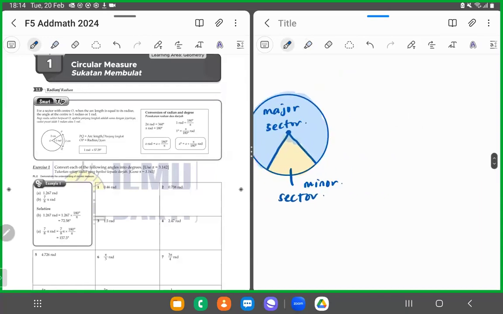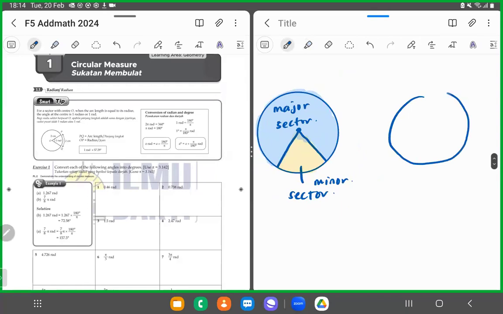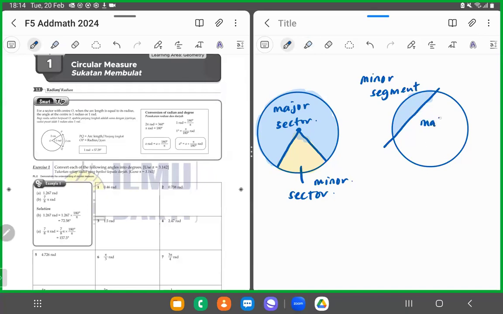So if I slice the cake like this, then this part we call a segment. Small one, so we call it a minor segment. The bigger part here is the major segment. Okay, can you remember all the names of the parts of the circle? Am I going too fast, or are you okay with this speed?